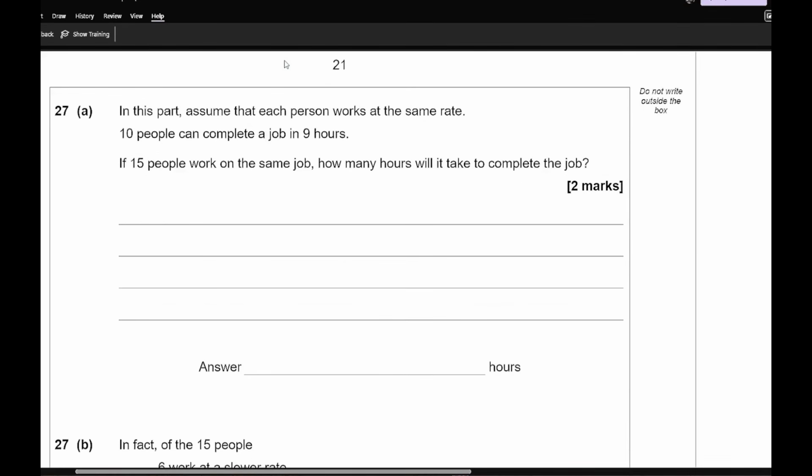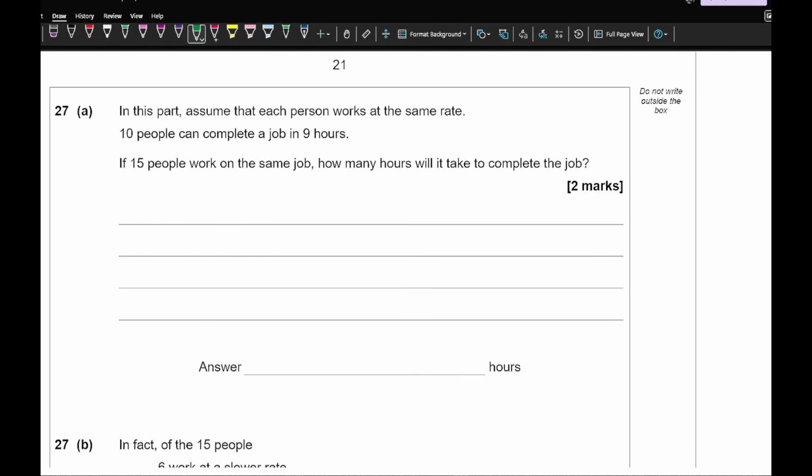Then moving on to question 27, it says, in this part, assume that each person works at the same rate. So it says 10 people complete a job in 9 hours. If 15 people work on the same job, how many hours will it take to complete the job? Now for this particular question, you want to use your common sense. If we've got more people doing a job, then it's going to take less. So we're looking for an answer that is going to be less than 9 hours.